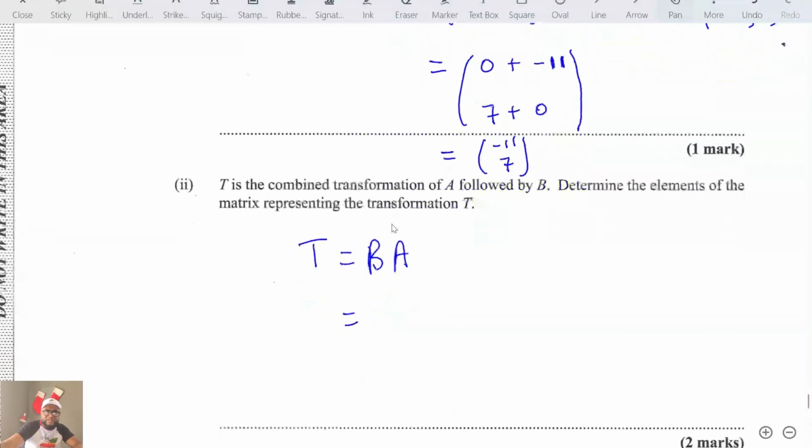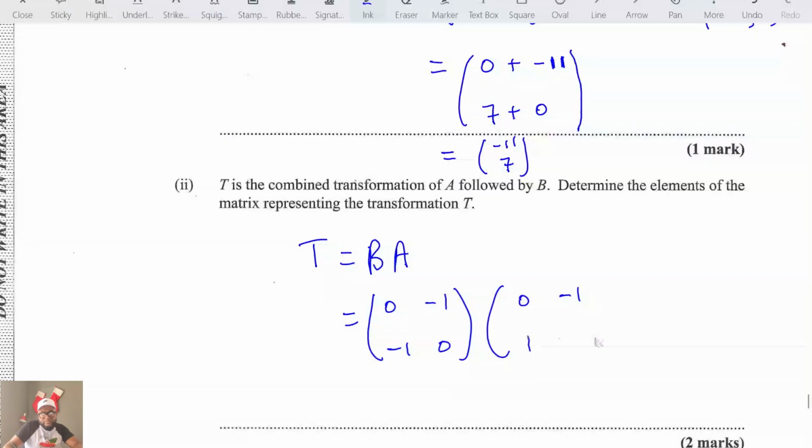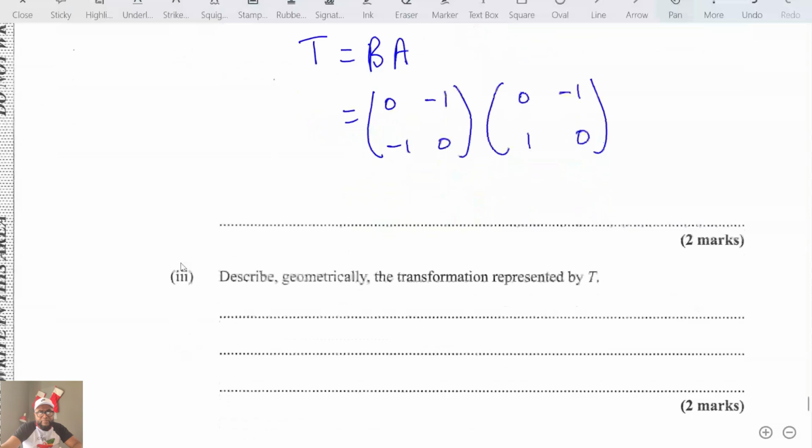B, what's B? Somebody call it out now. Anybody have it there? What's B? 0, -1, -1, 0. And A? 0, -1, +1, 0. All right, proper. So I go row by column. 0 by 0 is 0 plus -1 by 1 will be -1, right? -1 by 1 will be -1.